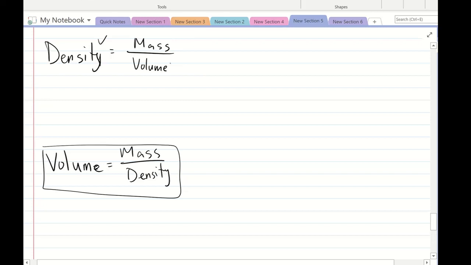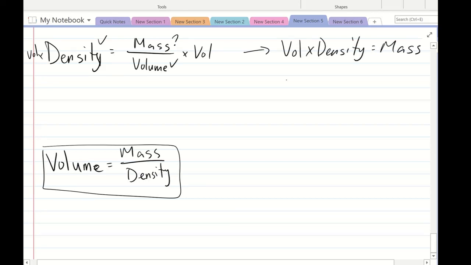What if you had density and you had volume and you're looking for mass? Again, very similar. Multiply both sides by volume, right? I'll write this one right here. You get volume times density equals mass. You want to find mass. Mass is equal to volume times density, right?